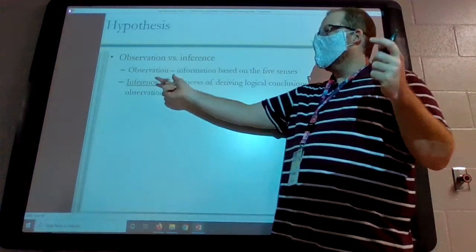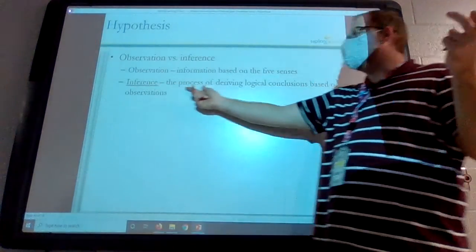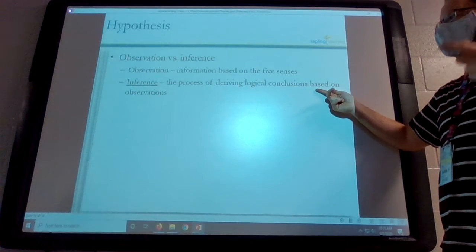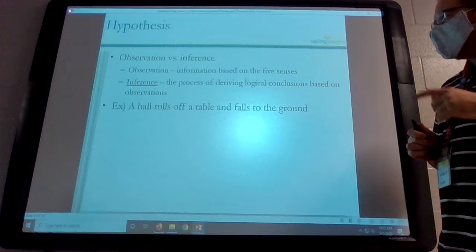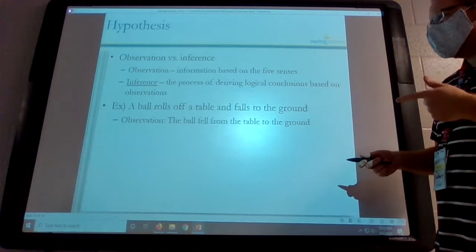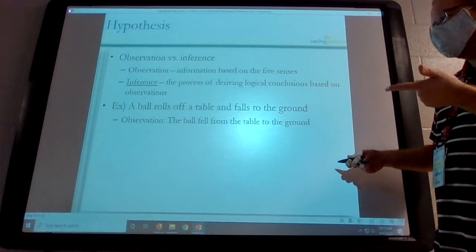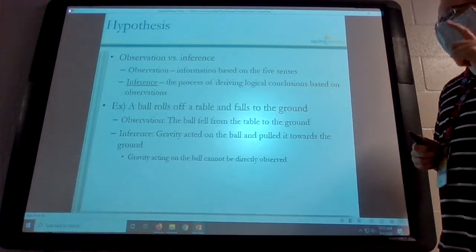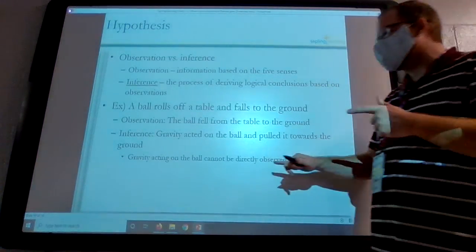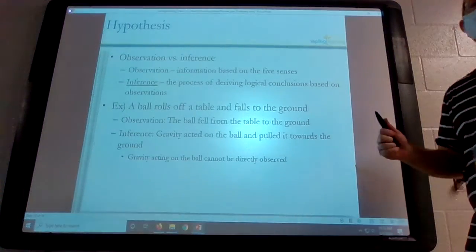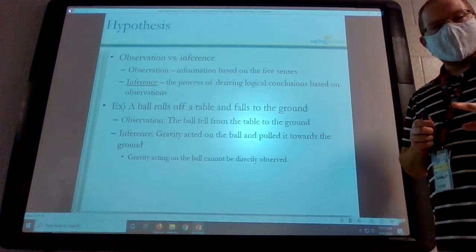So inference, we all know what observation is. Inference is the process of deriving logical conclusions based on observations. A ball rolls off the table and falls to the ground. Your observation is that the ball fell off the table to the ground. Your inference is that gravity acted on the ball and pulled it towards the ground. But you can't always trust that's the case.